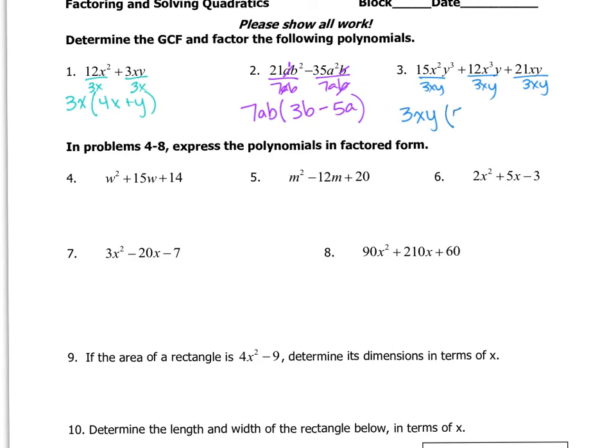We would end up with 5xy squared plus 4x squared. The y's cancel on the second one. And then finally, plus 7.